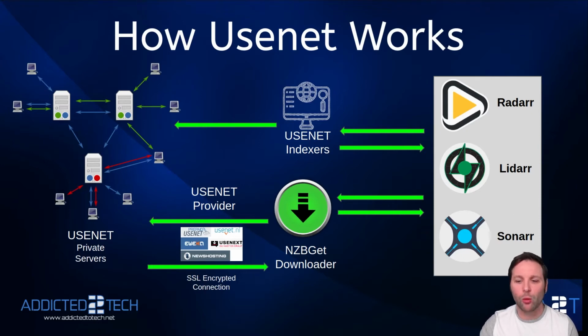It will then pull back what you've requested in Sonarr. If it's doing it automatically, it will pull back within the criteria that you've set. It will pull that file down. It will send the NZB through to NZBGet, which will then go through the Usenet provider, and it will download the folder from the private servers using your Usenet provider's access. So I hope that makes sense to you guys.